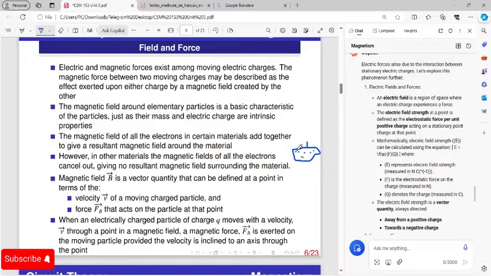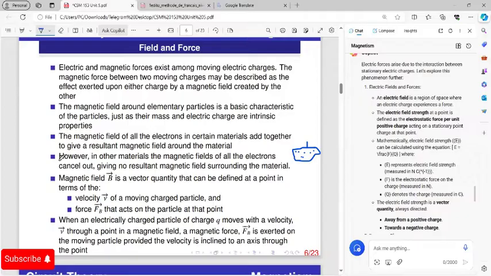So if each magnetic field is one, and we add all of them together, we get something like around seven. So the magnetic field of each electron in a certain material adds together to give the resultant magnetic field of the whole material, or the magnetic field around that magnet we are talking about.